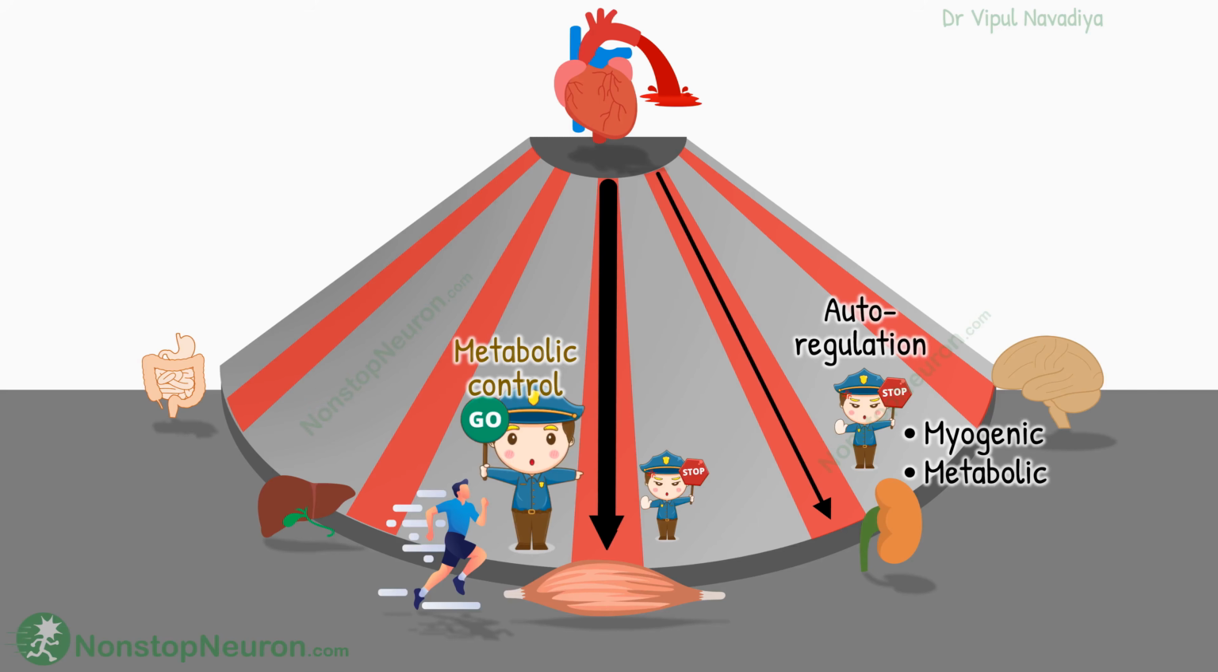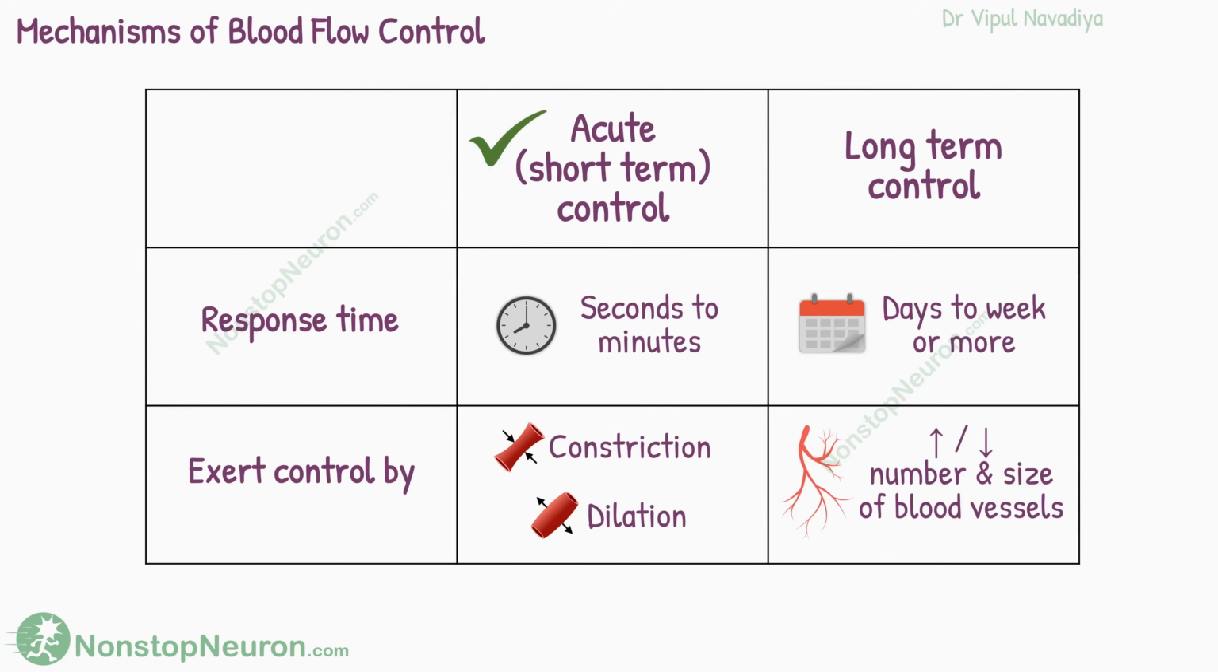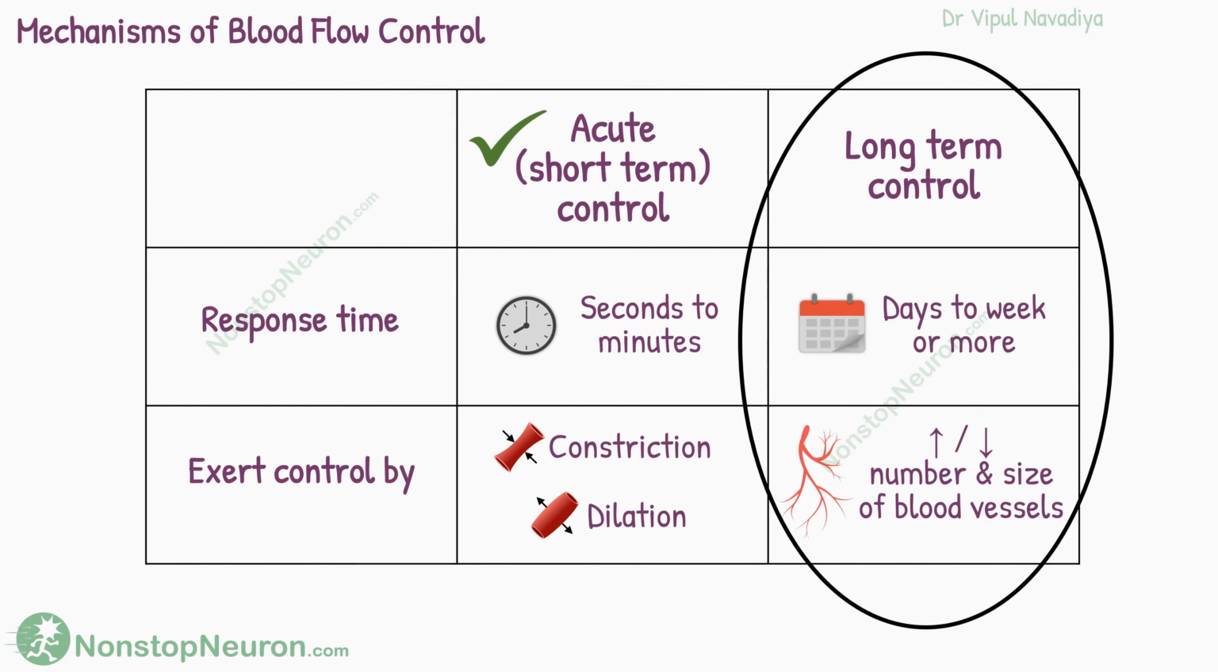Actually, it's common sense if you think about it. If an organ is lacking oxygen, the autoregulation won't be able to cause vasoconstriction even if it tried, simply because there is no oxygen. So don't worry, the organs that really need an increase in blood flow will get it. So this was all about autoregulation of blood flow with changing systemic arterial pressure. This completes all the mechanisms involved in short-term or acute control of local blood flow. Now tell me, wasn't it amazing? We will see the mechanisms related to long-term control in a separate video.